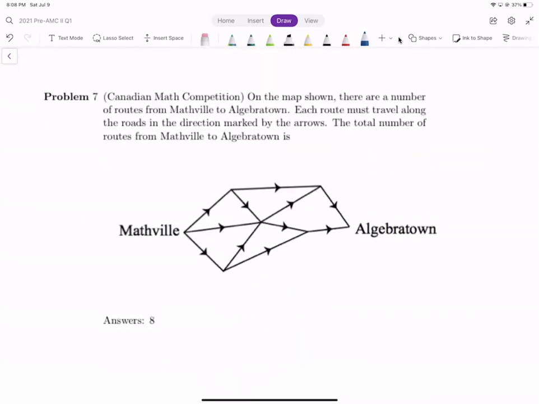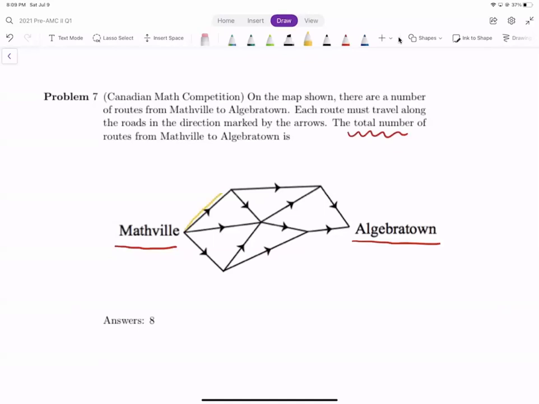Question number 7. On the map shown, there are a number of routes from the math field. So we start from here and end up here. Each route must travel along the roads in the direction marked by the arrows. Here we're looking for the total number of routes from math field to algebra town. Okay. Here, because of the arrangement, what we can do is just enumeration. That means we just list out all the possible ways, right? Okay, all right, let's do it.